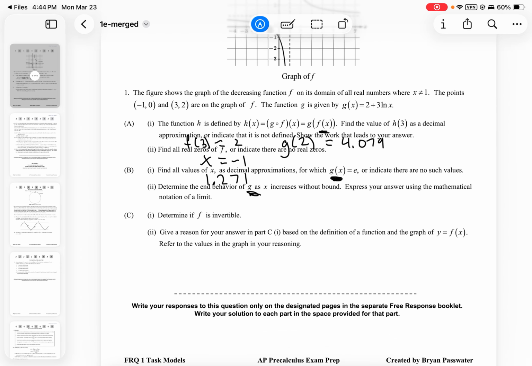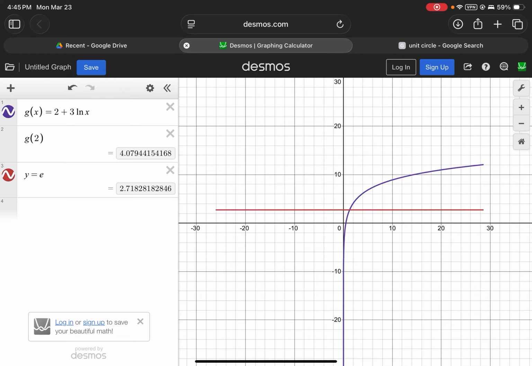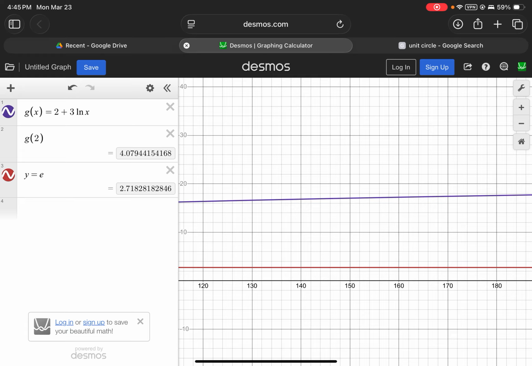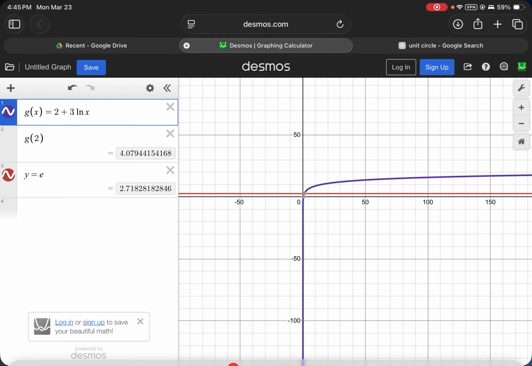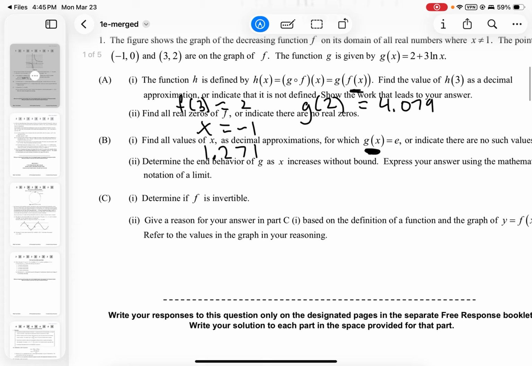Okay, determine the end behavior of G. So we're getting asked about G again. As x increases without bound, express your answer using the mathematical definition of a limit. All right, so let's look at our graph. Well, as x is going to the right, increasing without bound, where is the output headed? Well, it's going up, slower and slower and slower, but it's going up forever. So it's headed towards infinity. So I can say the limit as x approaches infinity, the G of x is equal to infinity.